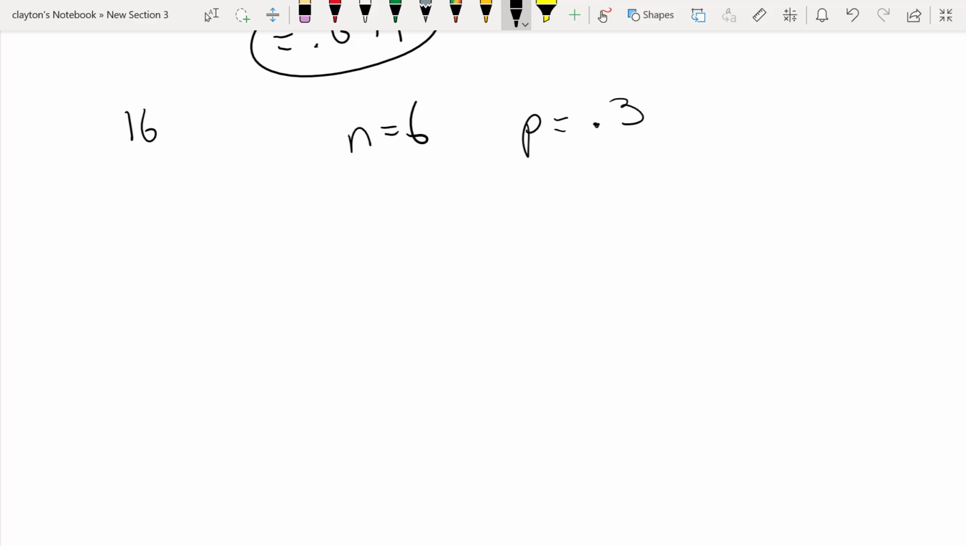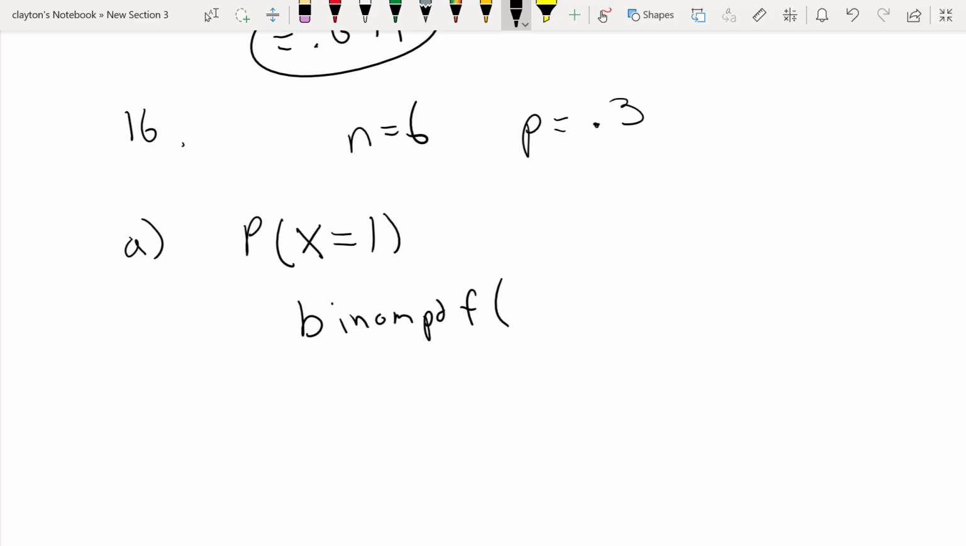So then part A says, let's read this. A says, find the probability that exactly one of them is defective. So in this case, probability that X is equal to 1. So anytime we see the equal sign with the binomial distribution, which is successes and failures, we're going to be looking at binom PDF. In this case, it's going to be 6, 0.3, and 1.